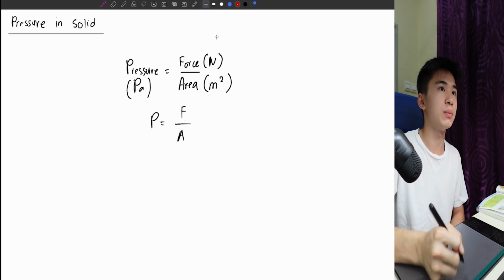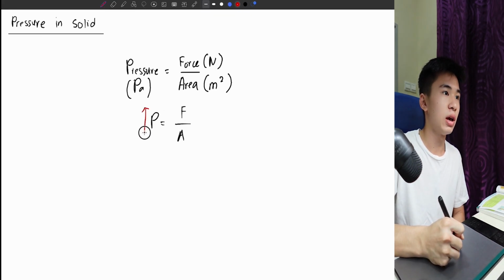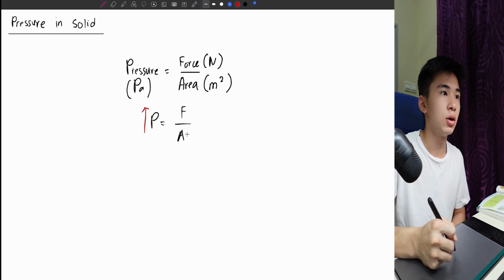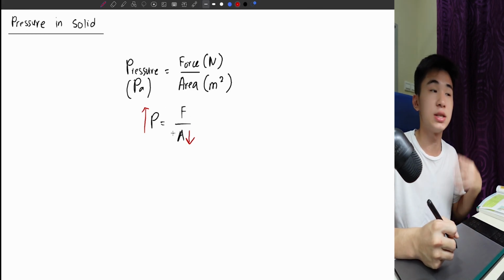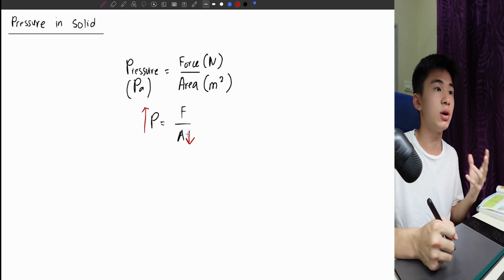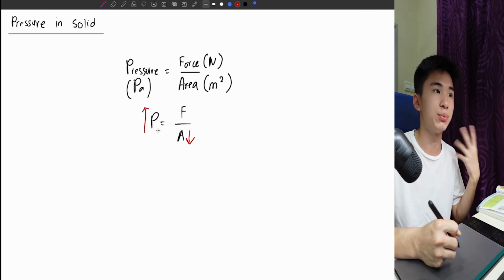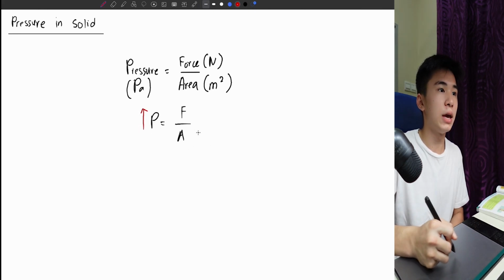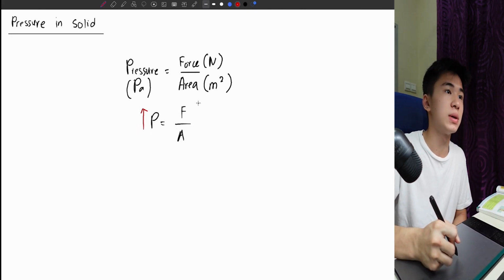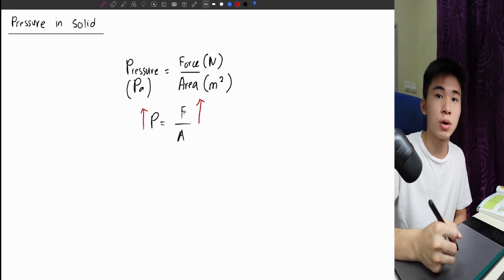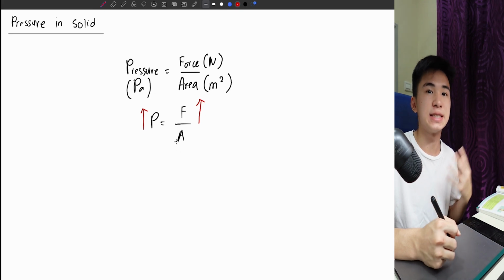If you want to increase the pressure and the force is constant, then we must decrease the area so that we have greater pressure, because the area is the denominator. Which means if you decrease the area, you will increase the pressure. Moreover, if the area is constant, then we must increase the force. This will also increase the pressure as well. It depends on which variable is constant.